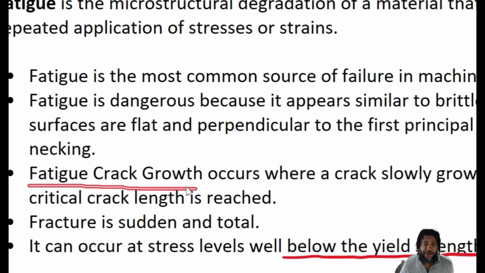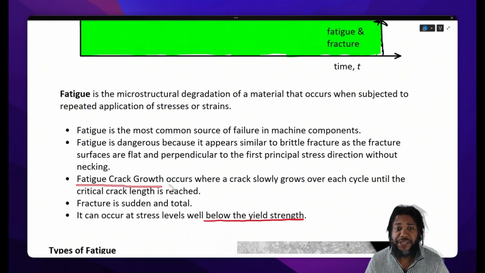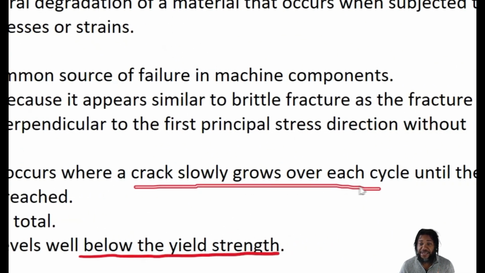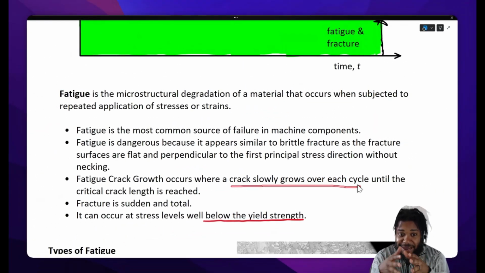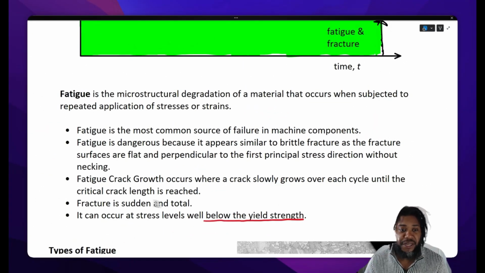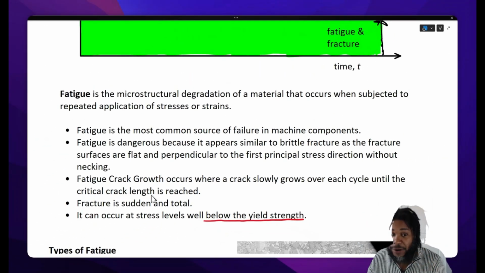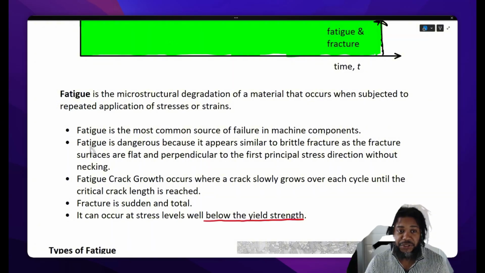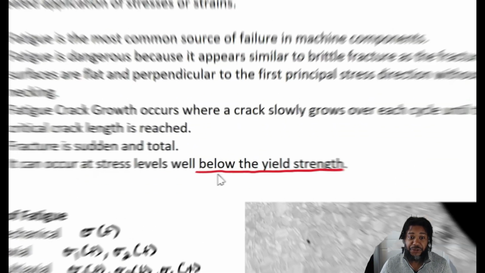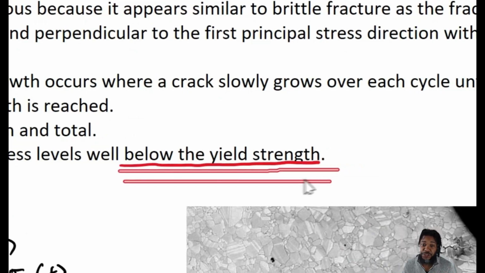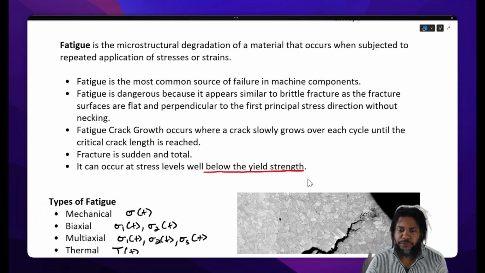Now, fatigue crack growth, the propagation of the crack, can occur slowly, cycle over cycle. So each cycle, our crack can grow a little bit until we get to a critical crack length, at which fracture occurs suddenly and totally, meaning our part separates into one or more components. And the real challenge with fatigue is that this can occur well below the yield strength of a material.